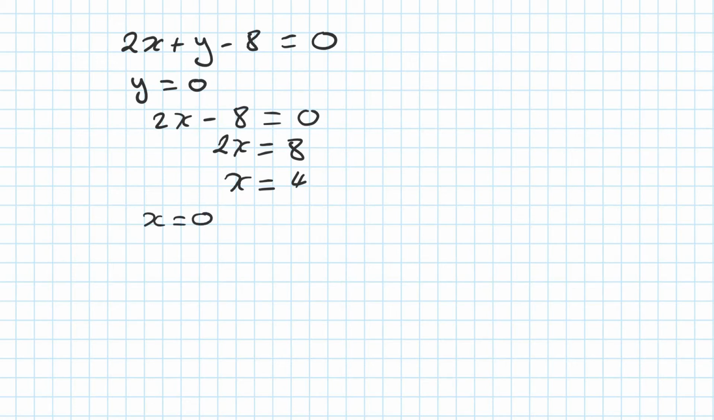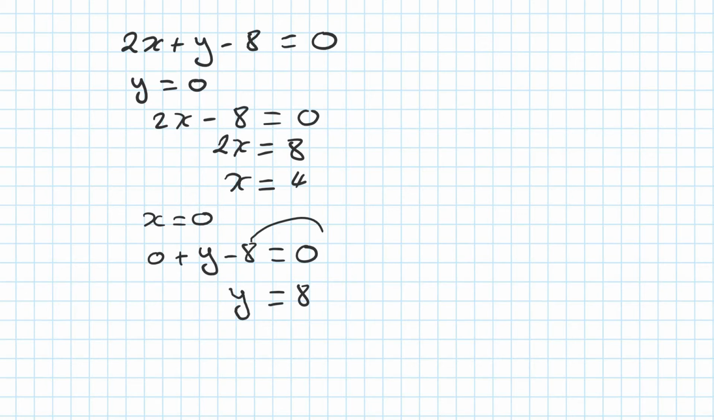To find y-intercept is when x is 0. So when x is 0, two lots of 0 is 0. So 0 plus y minus 8 equal to 0. Move 8 to that side. So y is equal to 8. So x-intercept is 4, y-intercept is 8.